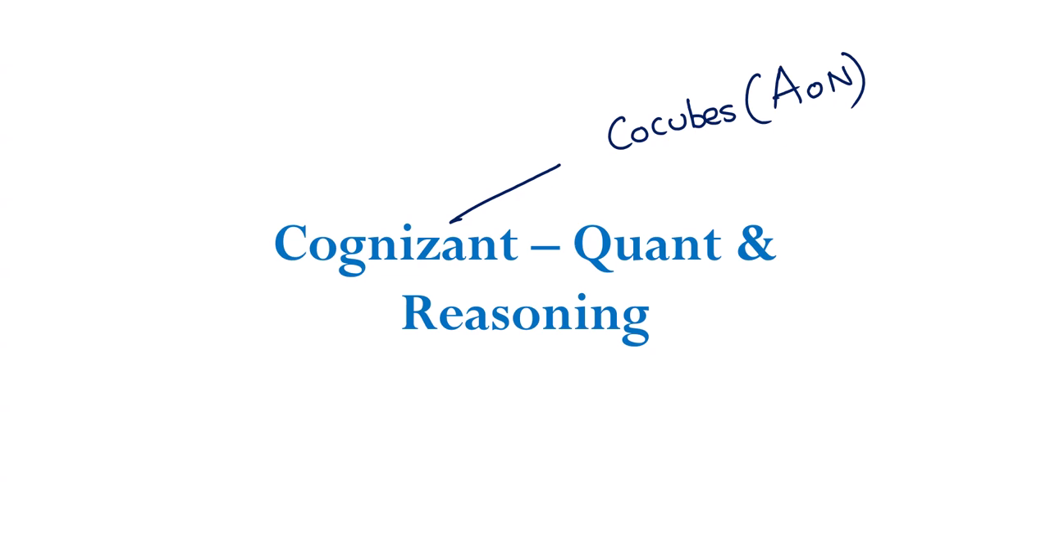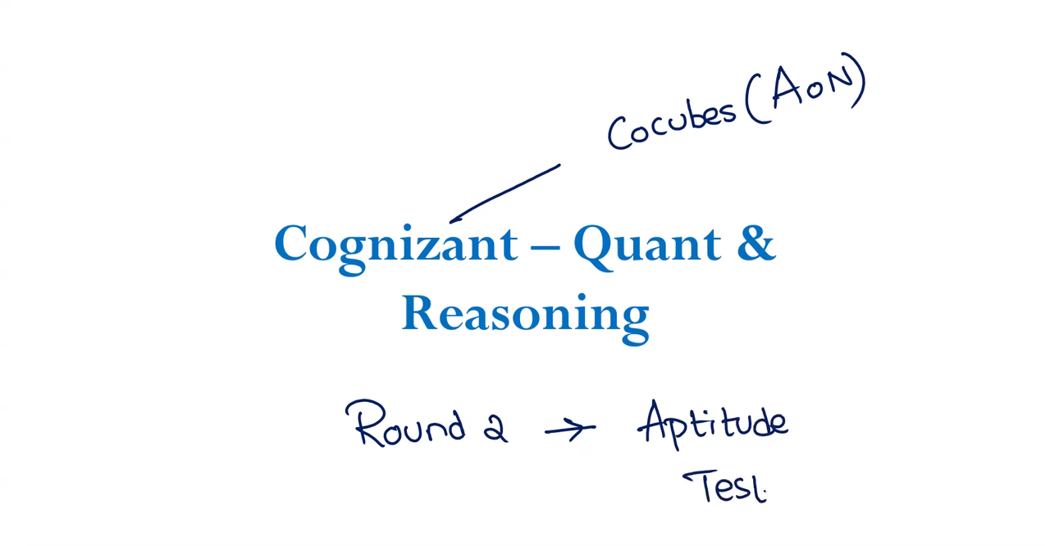So CoCubes is an iON platform, right? And you have 80 minutes. This is the round two aptitude test they mention. Round one is the communication test. Once that is done, we go for round two, where we have the aptitude test, which is 80 minutes.